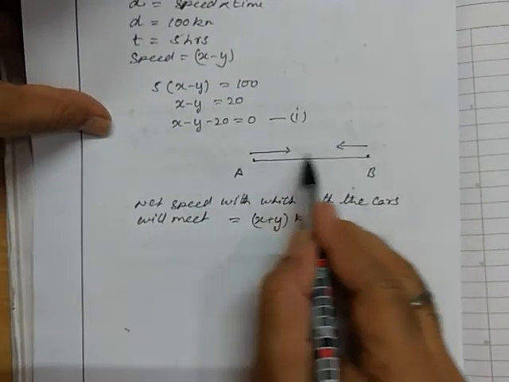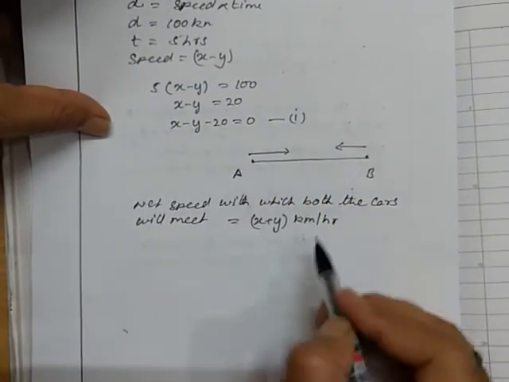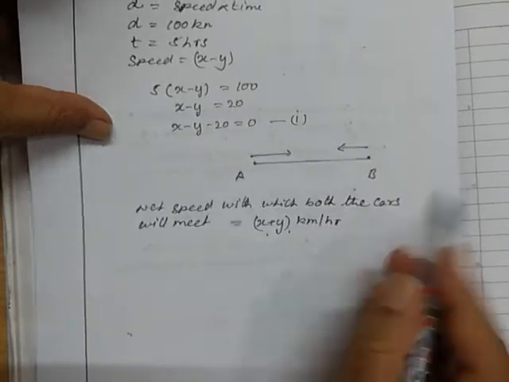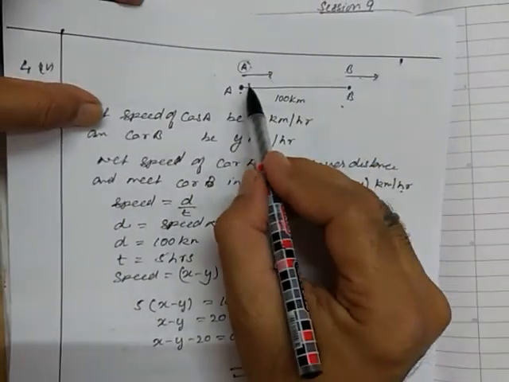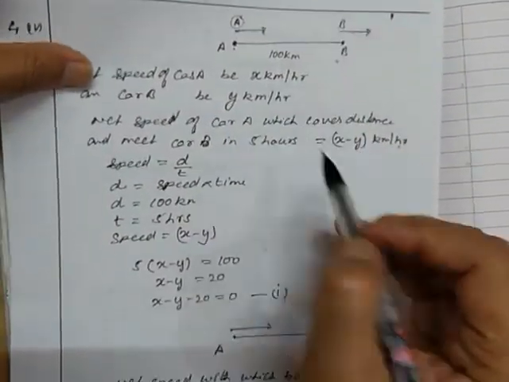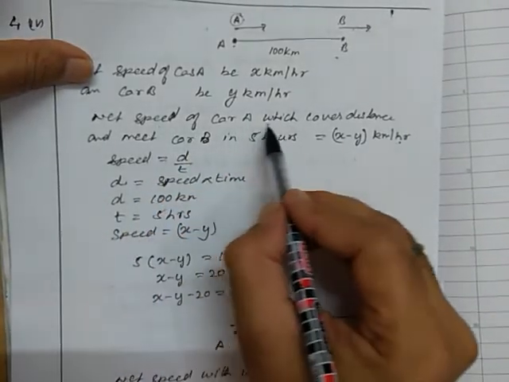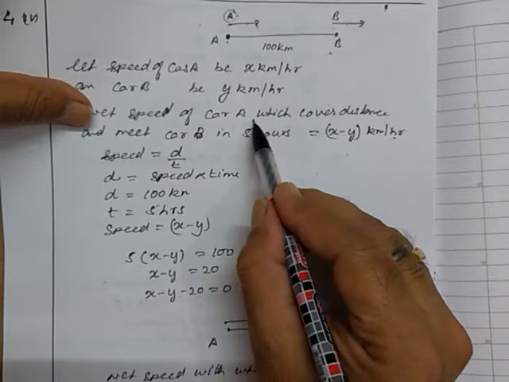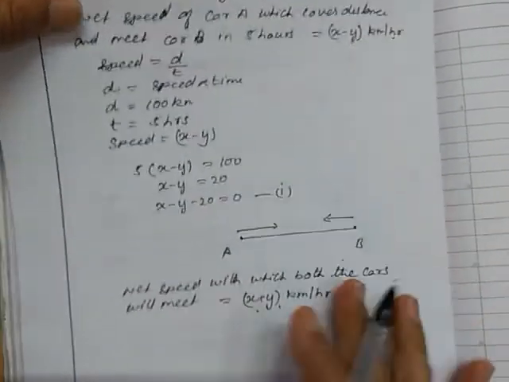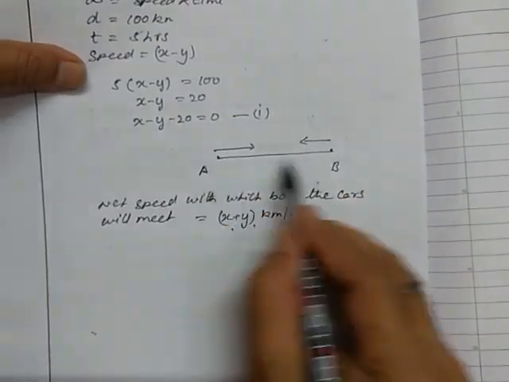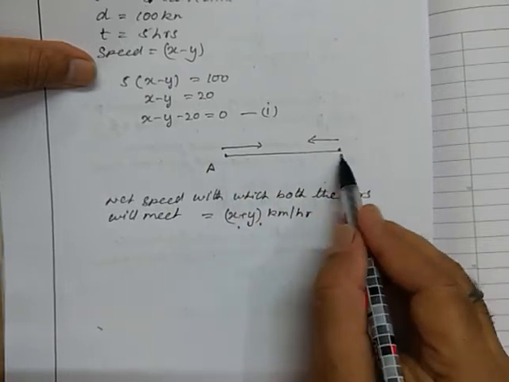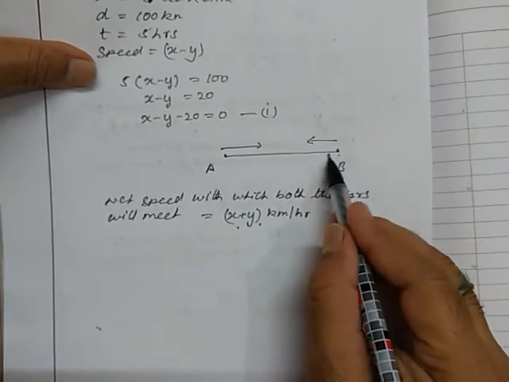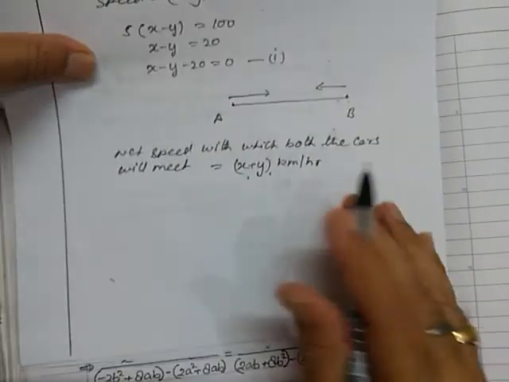So now they are moving in the opposite direction, so their meeting speed will increase. And if they were moving in the same direction, then the net speed would reduce, because car A is covering the distance and its speed reduces relative to the other. Here both the cars are meeting. So both the cars are covering how much distance? They are covering 100 kilometers, and they are moving in the opposite direction.